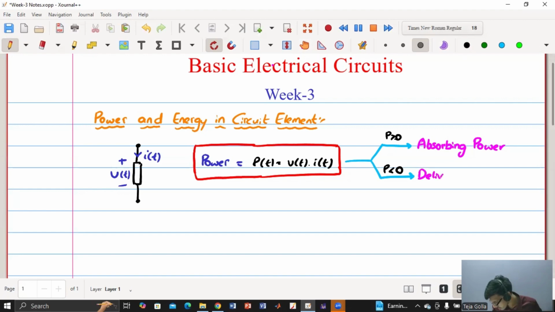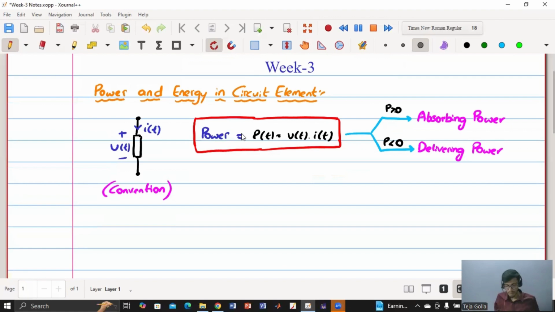And kindly note the convention. These delivering power and absorbing power are according to the convention that we have drawn here, because we have considered the current is entering. If the current is entering with this voltage polarity, it means that the element is absorbing the power, and with this voltage polarity, if the current direction is in the opposite way, then it means it is delivering power. We'll get to see which elements can deliver power, which elements can absorb power, and then we'll go into more discussion with the power and energy of different elements.